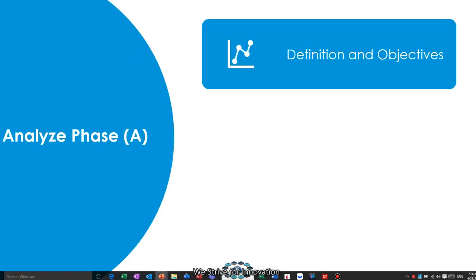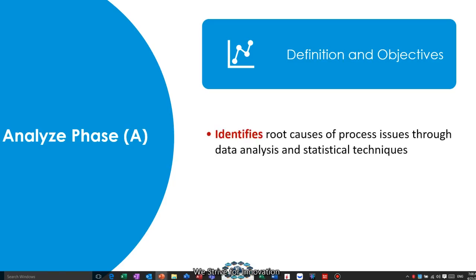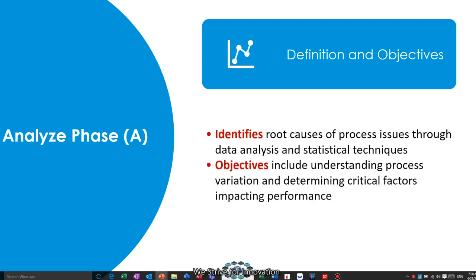So now we'll go to the Analyze phase. In the Analyze phase, what will we do first? We will identify the root cause and process issues through data analysis and statistical techniques. What would be our objective? It will include understanding the process variation to determine critical factors impacting the performance of our process.